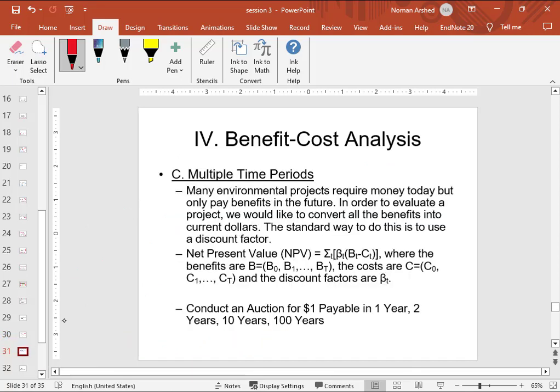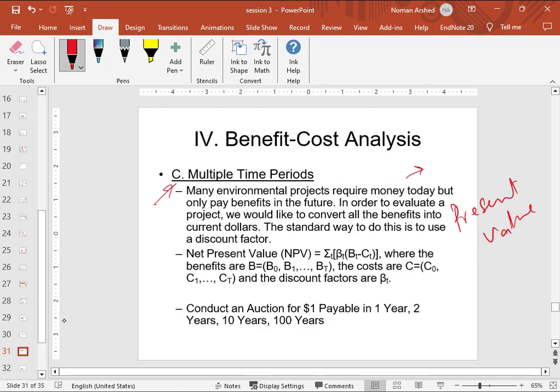Let's move to the next slide. Multiple time periods: if we apply the policy, we want to see the effects across time. Many environmental projects require money today but pay benefits in the future, just like when we install solar panels or wind power plants, which give us value in the future. To evaluate the project, we like to convert all the benefits into current dollars. The standard way is to use the discount factor, so we calculate the present value.